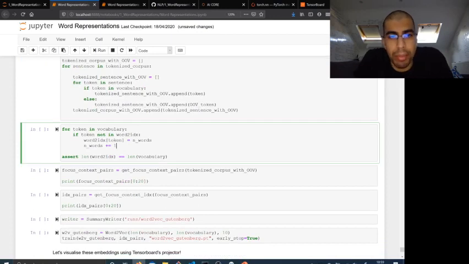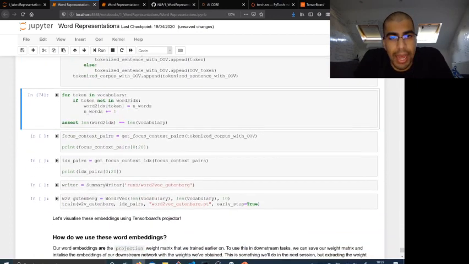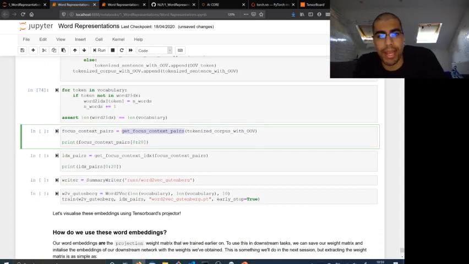Okay, and now we're going to populate our word to index dictionary. We're going to use the get focus context pairs function that we defined earlier on, passing in the tokenized corpus to get our focus context pairs.